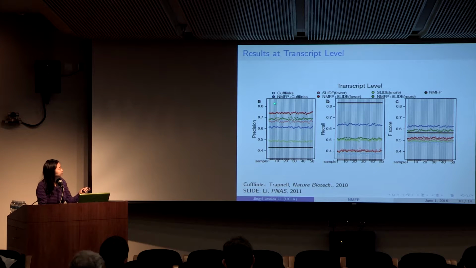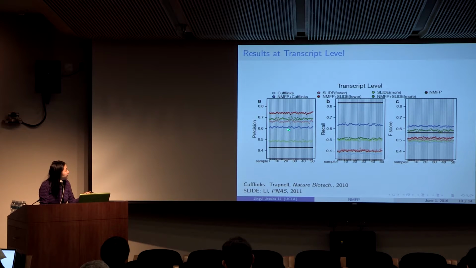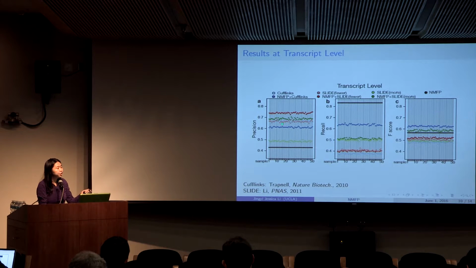First we run just native Cufflinks, using Cufflinks to discover isoforms from RNA-seq data, and then we add NMFP, our method, as a pre-selection step before Cufflinks. Here this is NMFP plus Cufflinks, and Cufflinks is right here. The precision is a bit lower, because we reduce the number of possible isoforms, but you see the recall is much higher. Essentially, using NMFP can increase the chance for Cufflinks to discover true isoforms.